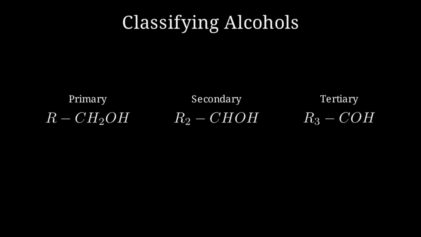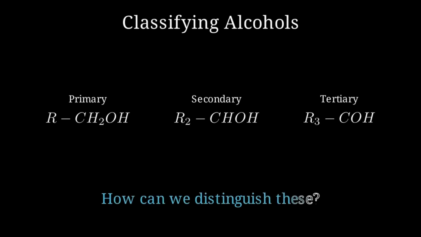Distinguishing between primary, secondary, and tertiary alcohols is a fundamental task in organic chemistry. While they share the hydroxyl group, their reactivity varies significantly. Today, we will explore the Victor Meyer test, a colorimetric method used to identify these three classes with precision.